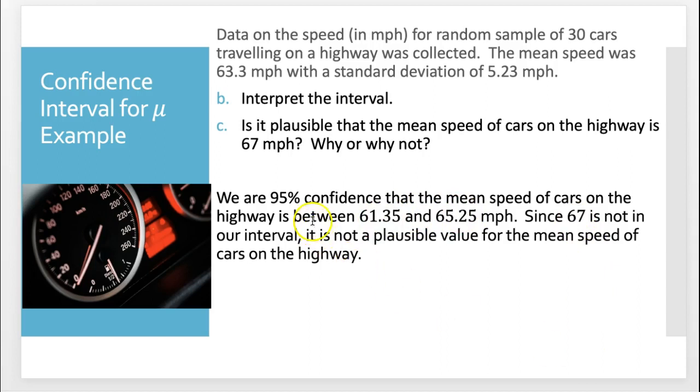Now remember, the true interpretation of an interval is that I'm really confident that my walls capture the true mean. So my confidence is in the walls. They kind of have it backwards here, but that's okay. We still get the gist of it, and we still make decisions.